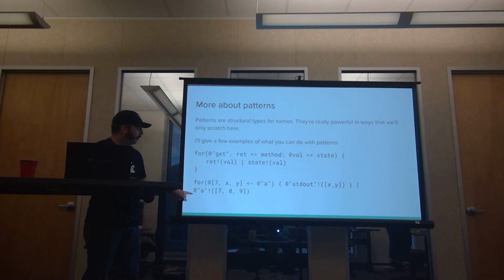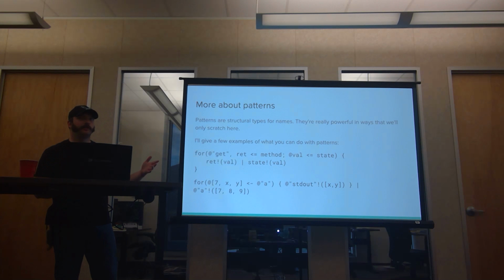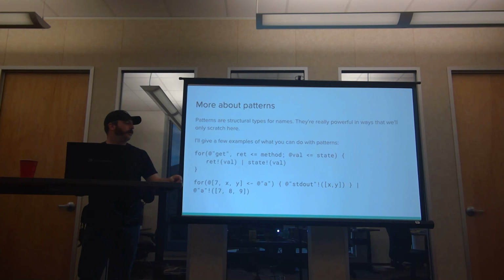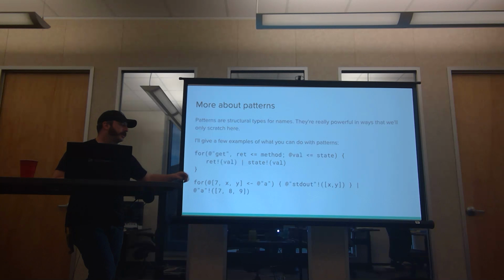So if we were to send 7, 8, 9, and then we were to print it out, can anybody guess? If we were to execute just this segment, can anybody tell me what would be printed on standard out? 8, 9. Yeah, it's the list 8, 9. So that's what would get captured.